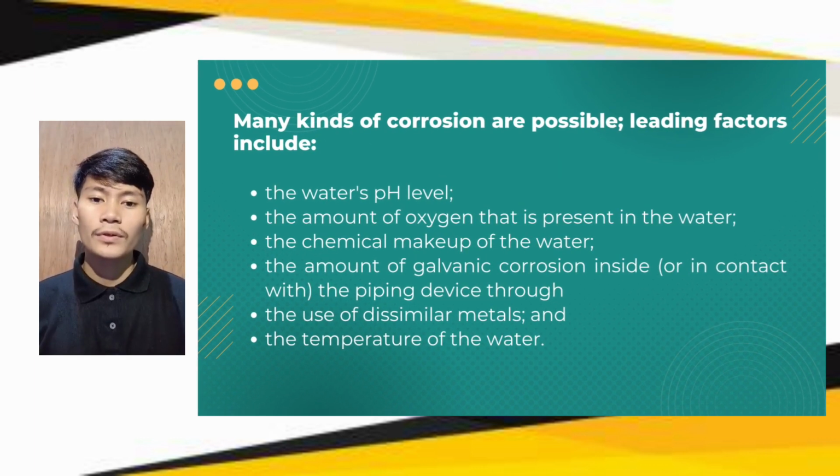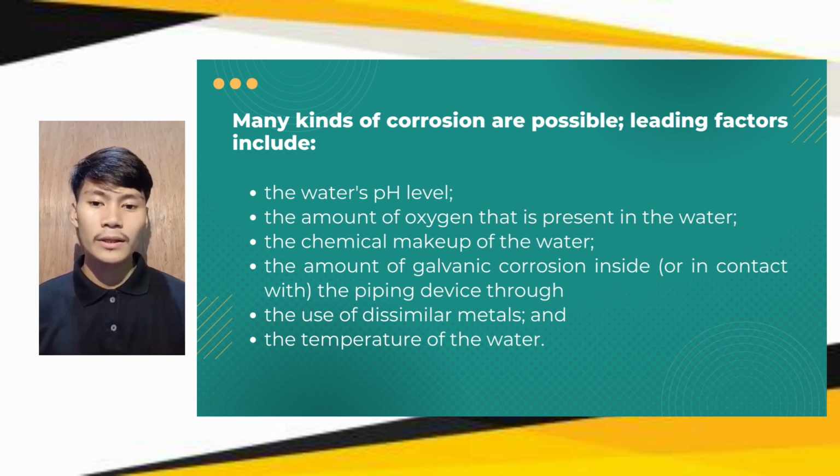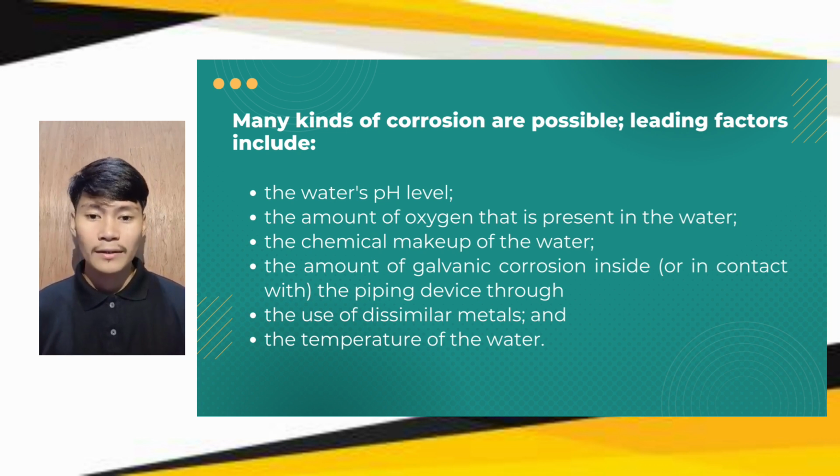Many kinds of corrosion are possible. Leading factors include the water's pH level. The water pH level must be between 7.2 to 7.6, slightly alkaline. Next is the amount of oxygen that is present in the water, the chemical makeup of the water, the amount of galvanic corrosion inside or in contact with the piping device through the use of dissimilar metals, and the temperature of the water.